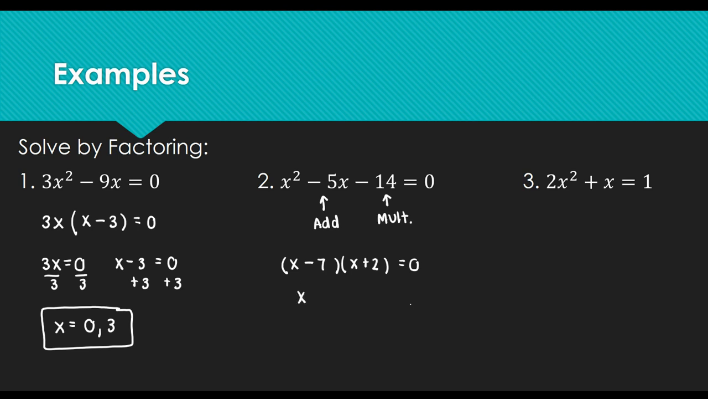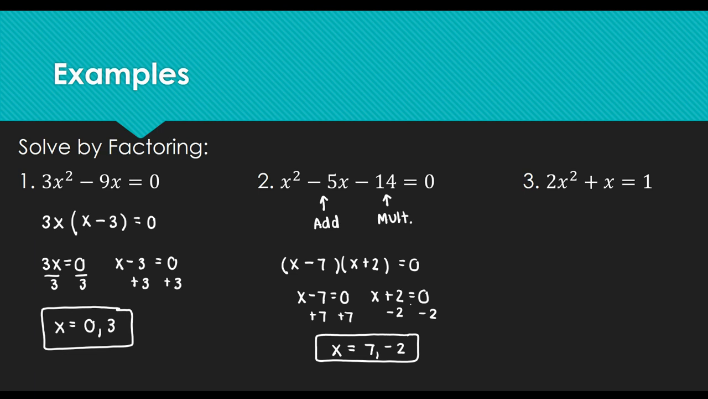Now I get to set each of those equal to 0 to finish solving for x. So notice that I have to add the 7 as well as subtract the 2, and I get two answers, a positive 7 and a negative 2. And once again, I can go back, plug those values in, and verify that the left side does equal the right side. And I'm telling you right now that it does, so we're good.